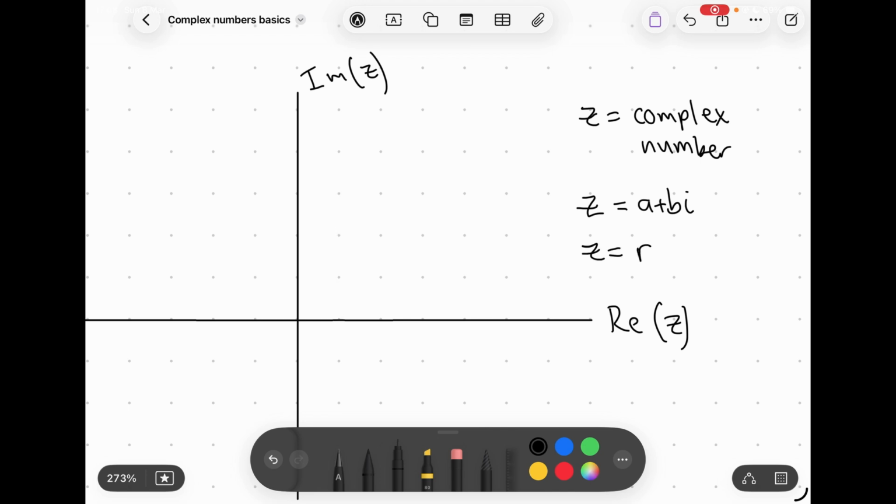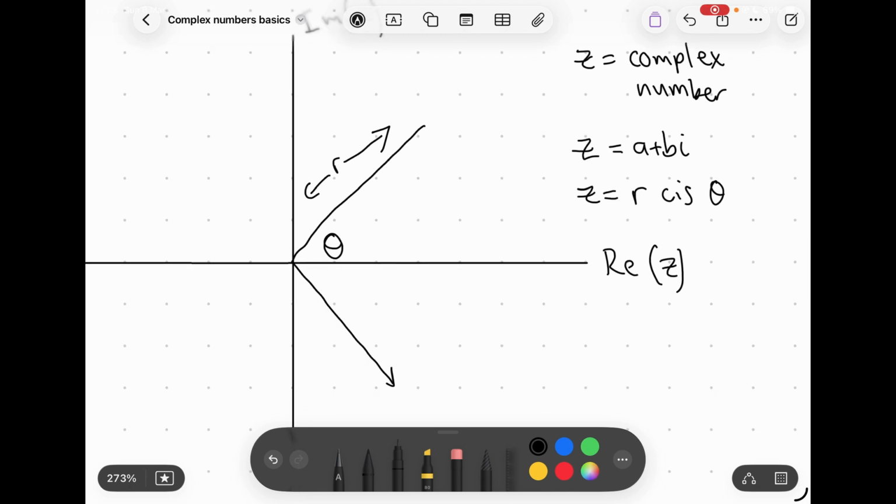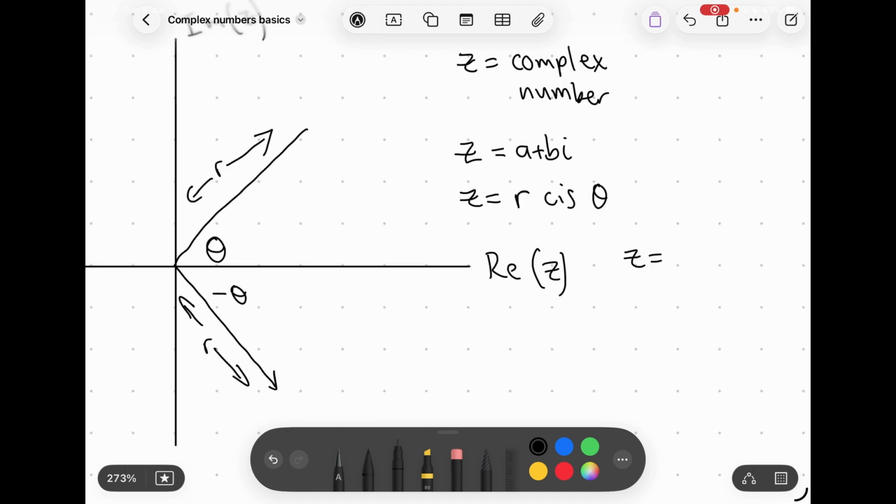r cis theta, which is the distance r and the angle that it makes with the positive real axis. Or if it's here, we give it a negative theta, like that. And our r is still that distance there. z is equal to r e to the i theta, which is just like polar form, which is what this one here is, except it uses e and r, and it has all the same components.